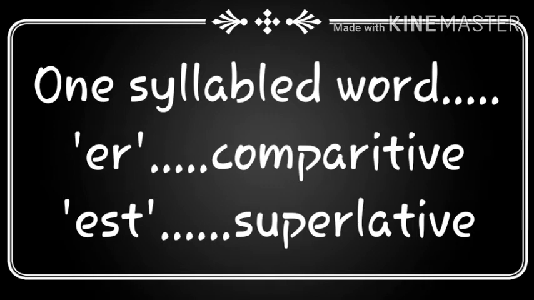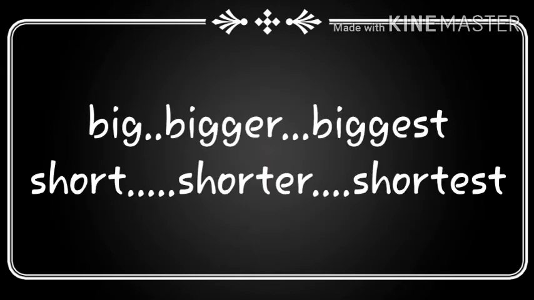If the word, that is adjective or adverb, that is what forms a degree of comparison, has only one syllable, you can use ER for comparative and EST for superlatives. That is, count the number of syllables. If there is only one syllable, that is one vowel unit, then for comparative you can use ER and EST for superlative. Like big is a positive degree.